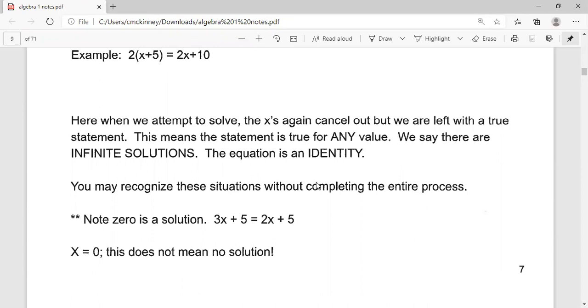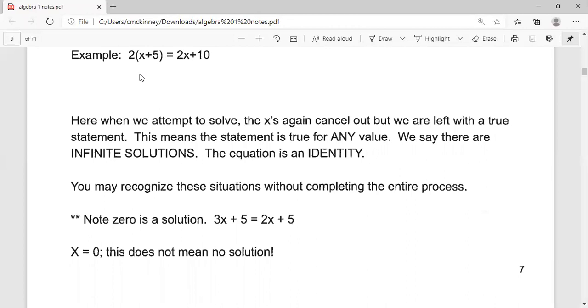You might see that without doing the whole process. For instance, when that said 2x plus 10 equals 2x plus 10, you should see that. Or if you see 2x plus 10 equals 10 plus 2x, well, yes, those two expressions are equal, so yeah, that's an identity.